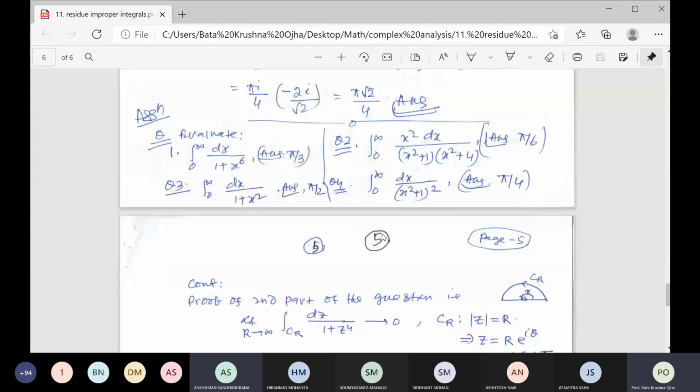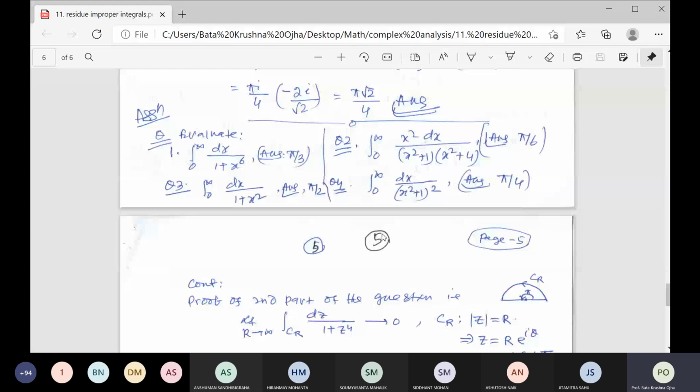Sir, I think the 1 by 2 is not coming because the limit is taken from minus infinity to infinity, and the limit given is 0 to infinity. So 1 by 2 will be multiplied. Yes, sir. So 1 by 2 will come. That is why pi by 2 is coming, I think. Right, it will be pi by 4.